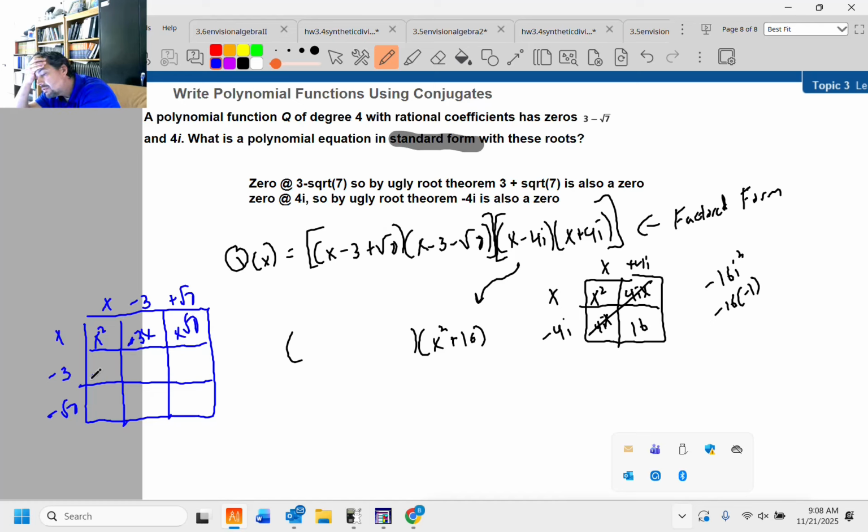Negative 3 times x is minus 3x. Negative 3 times negative 3 is 9. Minus 3 root 7, because negative 3 times root 7, that's what it is. Minus x root 7. Negative root 7 times negative 3 is positive 3 root 7. And then, if you think about root 7 times root 7, that's root 49, which, by the way, is 7. If you multiply a radical by itself, you get the number inside. A negative times a positive is a negative, so minus 7.